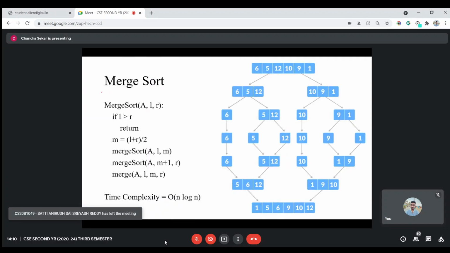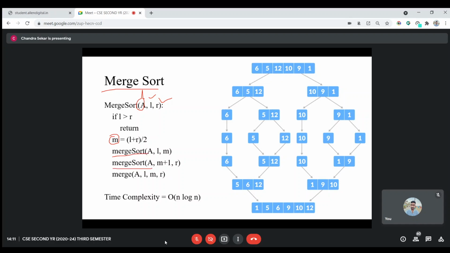One more example that we can give for divide and conquer is the merge sort. Merge sort is something similar to the binary search algorithm, which divides the array into subarrays, solves the problem, and finally performs the merge operation. Given an array with the left and right index, it will find the middle element, and again it will call merge sort recursively with the first half and the second half of the array.